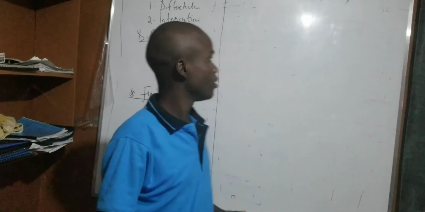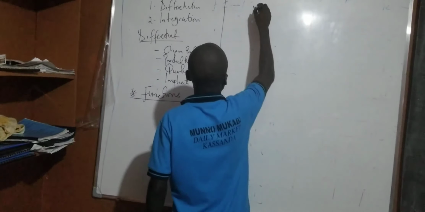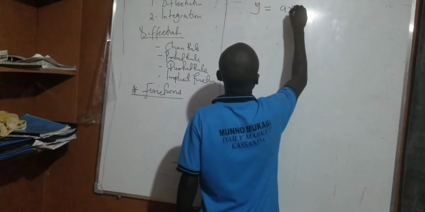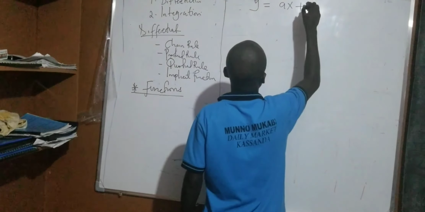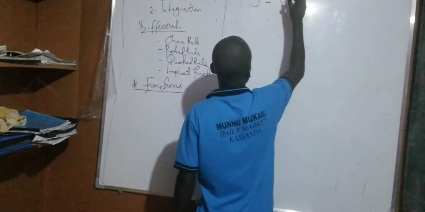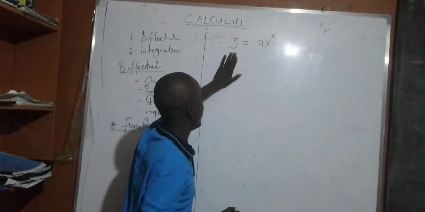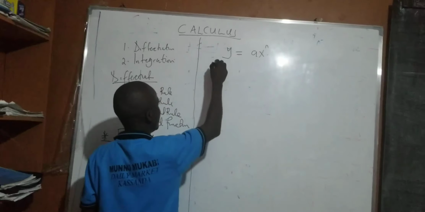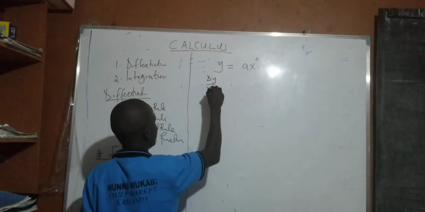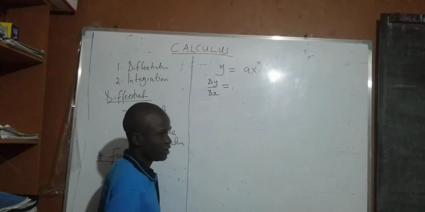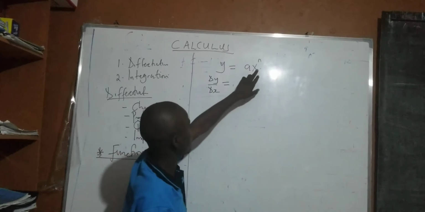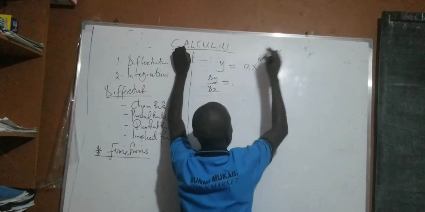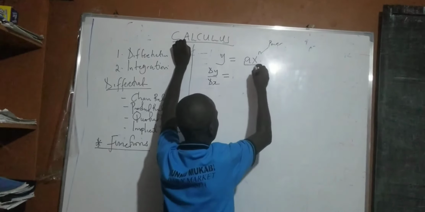For example, if I have my function y equals ax to power n, to differentiate y with respect to x, you get change in y over change in x. So how do we differentiate? The first step is dropping the power. This is my power, and this is my base.